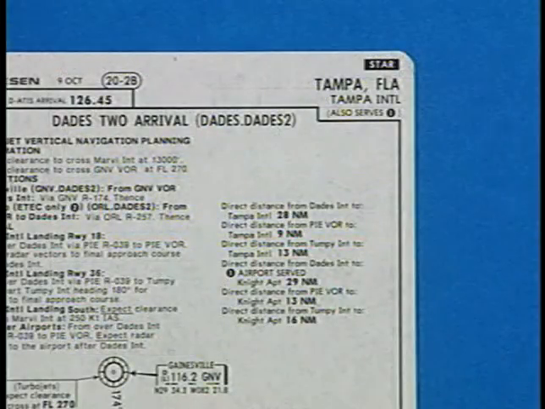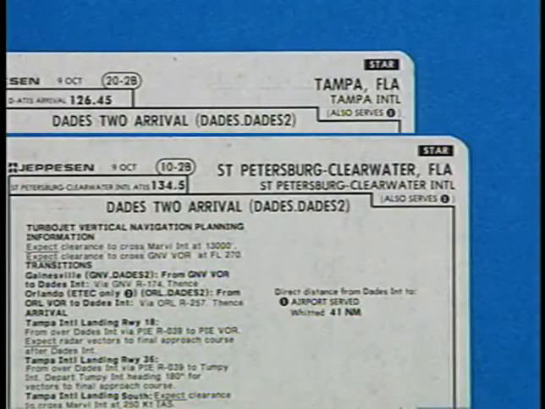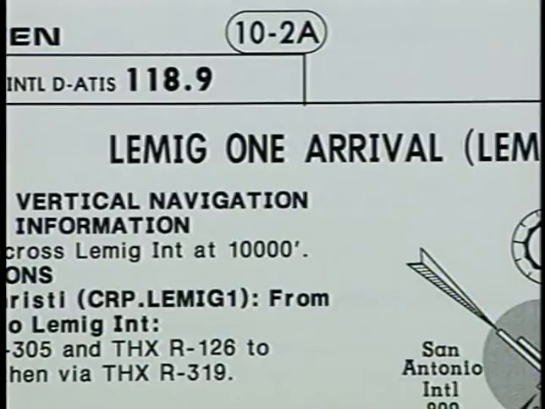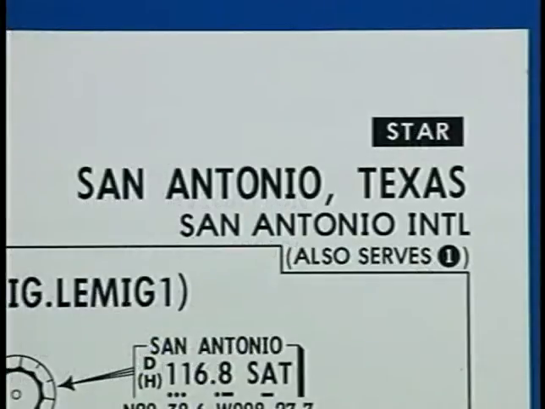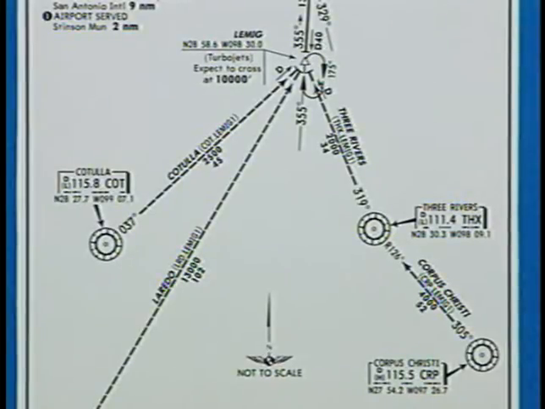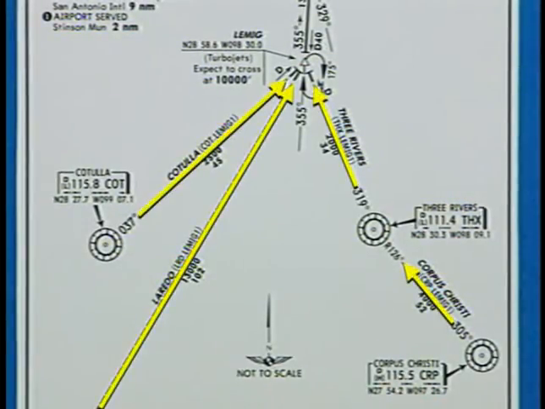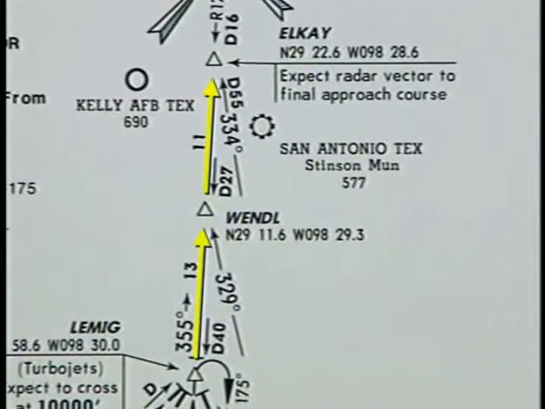However, in many cases, additional copies of the STAR are filed in front of other major airports it serves, with minor modifications to emphasize the procedures for that specific airport. Let's look at the Lemig 1 arrival for San Antonio, Texas. This arrival, like most STARs, consists of multiple transition routes and an arrival route.